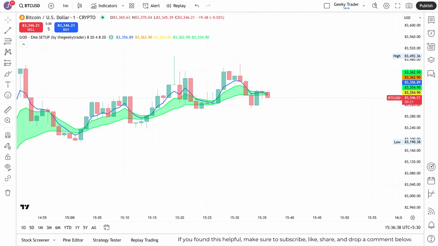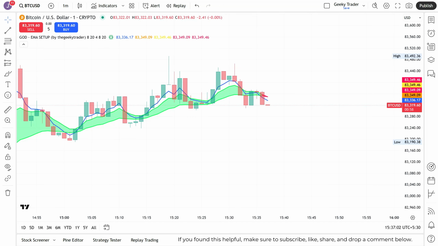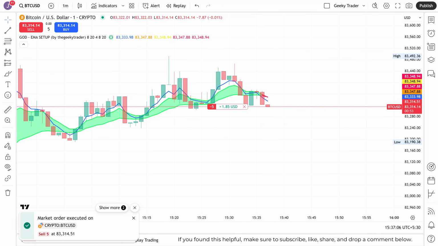And there it is. The red ribbon has just formed, confirming the bearish trend. Without wasting any time, I'm entering a short trade right here to take advantage of the downward momentum. Now, at this point, we have two options for managing this trade.